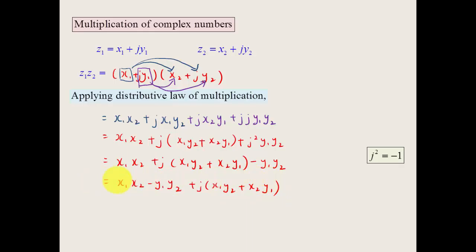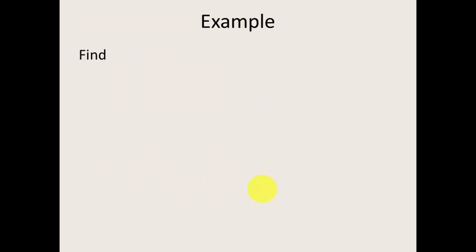So this is how you perform multiplication of complex numbers. You basically open up the brackets by applying distributive law and thereafter simplify the expression by grouping the real parts together and simplifying them and the imaginary parts together and simplifying them. So let's try this example.